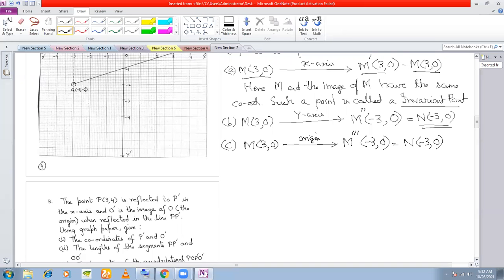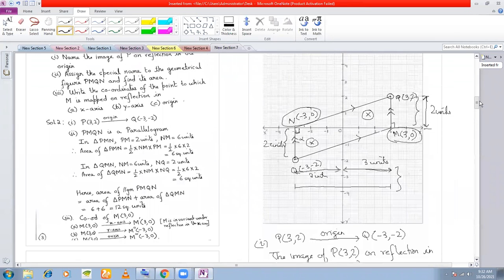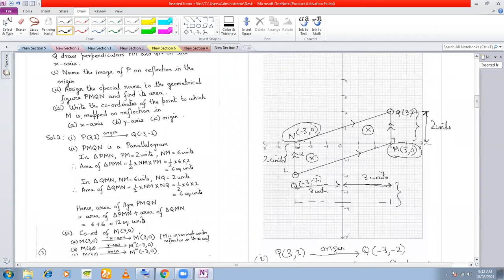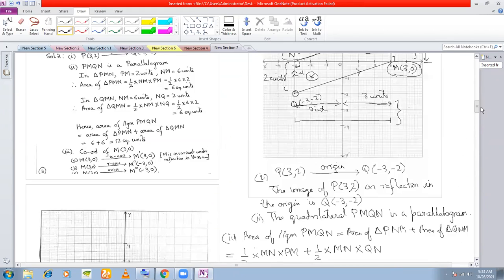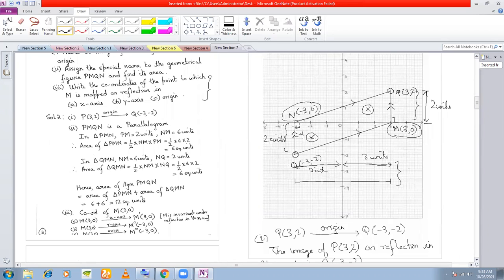Now these points, they have asked you in the question just to write the coordinates. Write the coordinates of the point to which M is mapped on reflection in the x-axis, y-axis, and the origin. You don't have to plot them on the graph paper. Once you have written the coordinates, your answer is over. Clear? In fact, these are already plotted, and you are getting the image as N, and on reflection in the x-axis you are getting back the point M. So all these points are actually plotted on the graph already, so you don't need to plot them again. So therefore, that finishes this question.